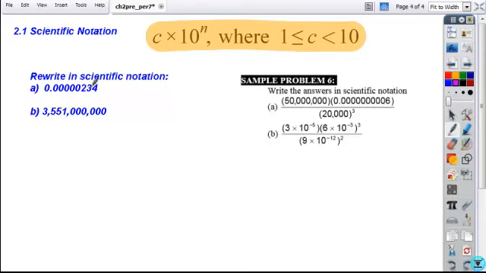So if we were going to take this first example here and rewrite it in scientific notation, we take all of the digits that fall after the zeros in an exceptionally small number, or all the digits that fall in front of the zeros in an exceptionally large number, and just write those digits. So for part A, we're going to write the digits 2, 3, 4.